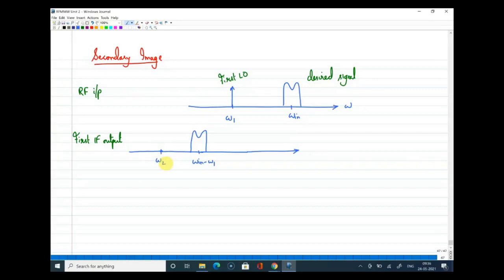Alright, so this is at omega 2, and if I look at the second IF output, that will be still at a lower frequency. So the second IF output will be appearing at which frequency? It will be appearing at a frequency of omega in minus omega 1 minus omega 2. That will be the second IF output. So what you are seeing now on the screen is the second IF output.